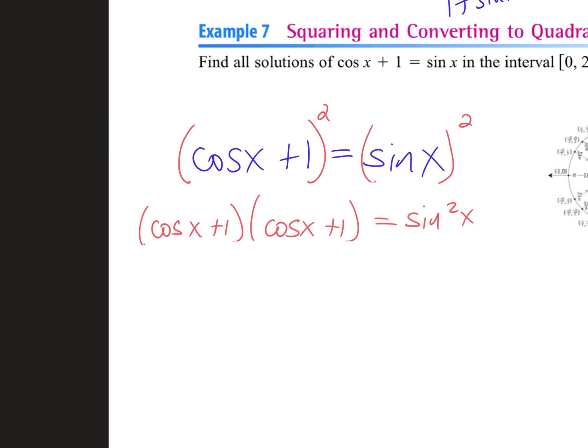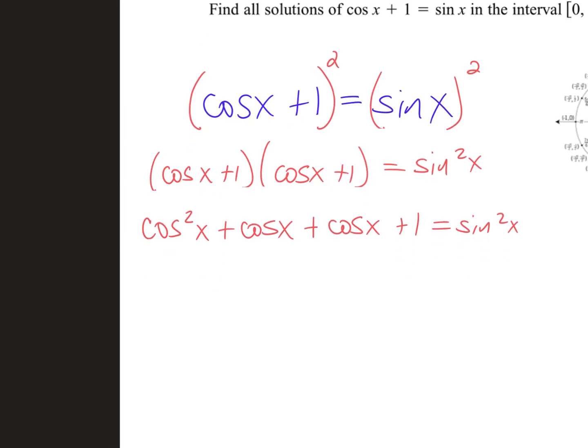What's cosine times cosine? Cosine squared, okay? Cosine times 1 is plus cosine of x. 1 times cosine is plus cosine of x. And then 1 times 1 is 1. And we still have equals sine squared x. Clean up the left-hand side. You have cosine squared x plus what? 2 cosine x plus 1 equals sine squared x.